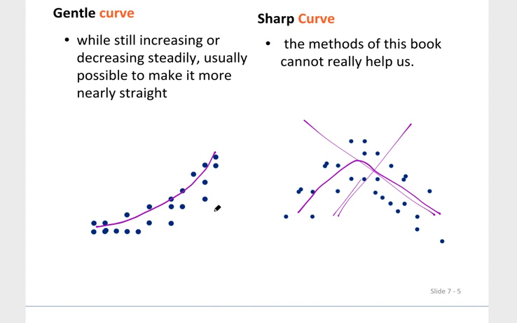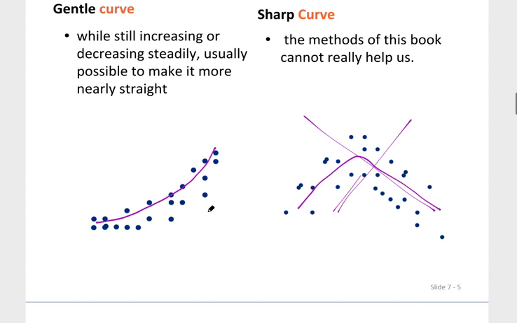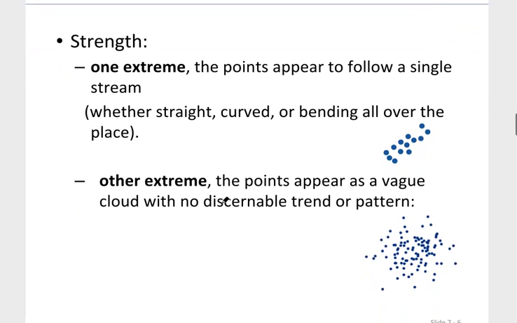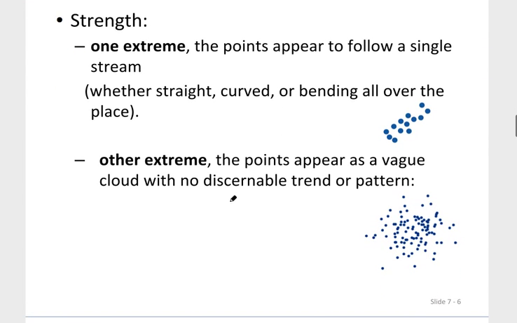Okay, we will be talking about this type of curve and what we can do to actually make it straight. But for now, you're just going to list, is it linear or is it a gentle curve? The other one we're going to talk about is strength. Okay, so direction, form, strength is the third.